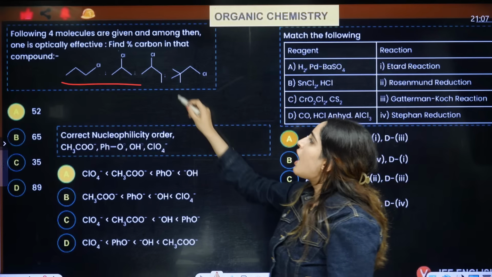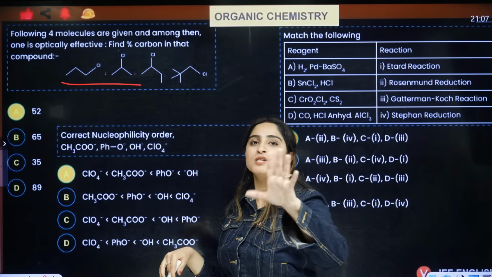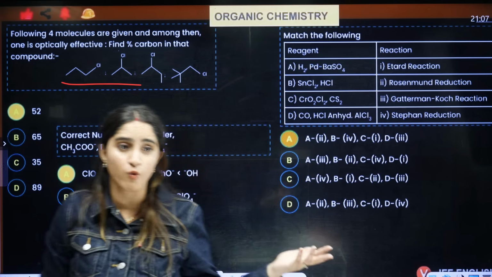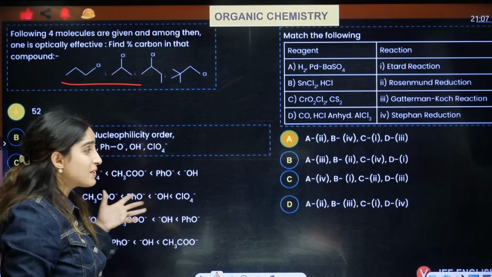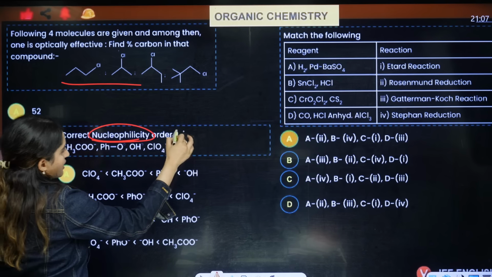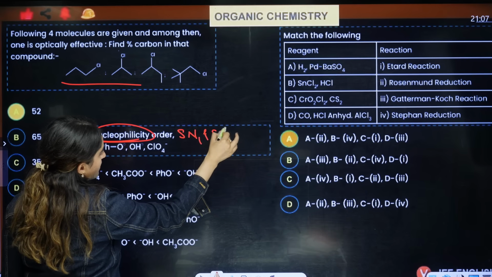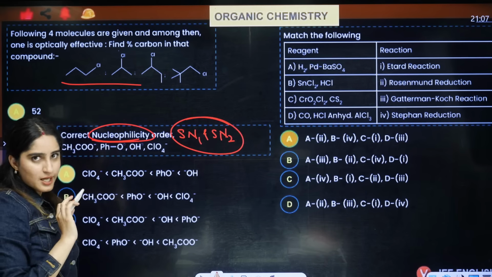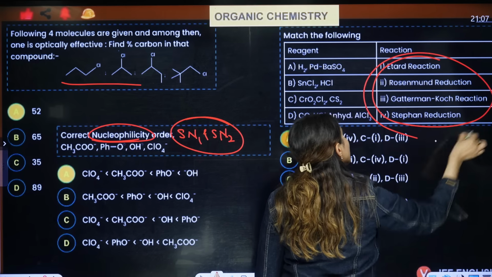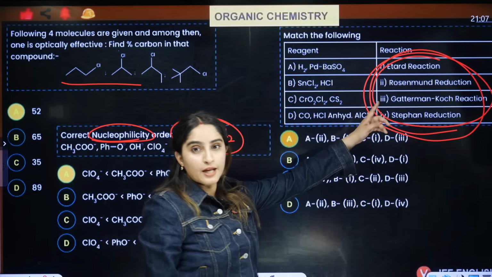So what you have to do, you have to calculate how much molar mass of carbon is there divided by the total molar mass of that compound, multiplied. So it is a very simple percentage calculation. Then nucleophilicity, SN1 SN2 reaction, they are asking questions two or three times from there. This is nothing. Can you see these kinds of questions? How will you do these kinds of questions?